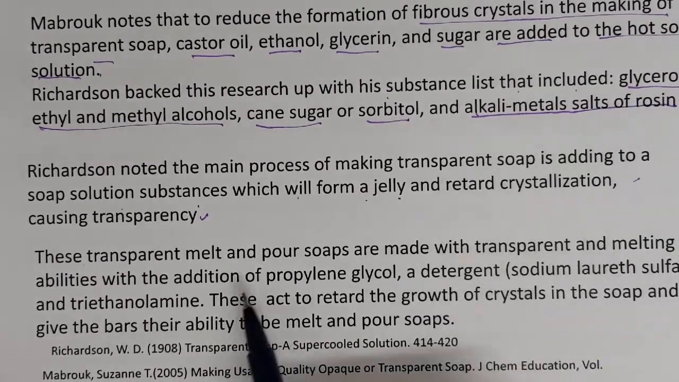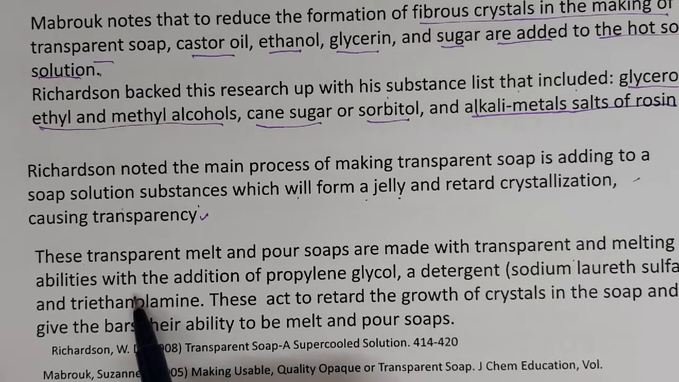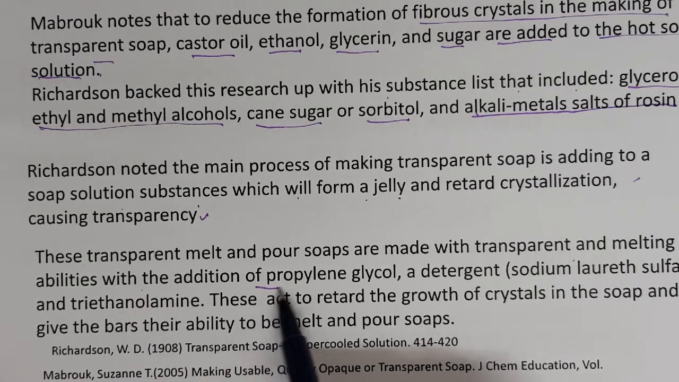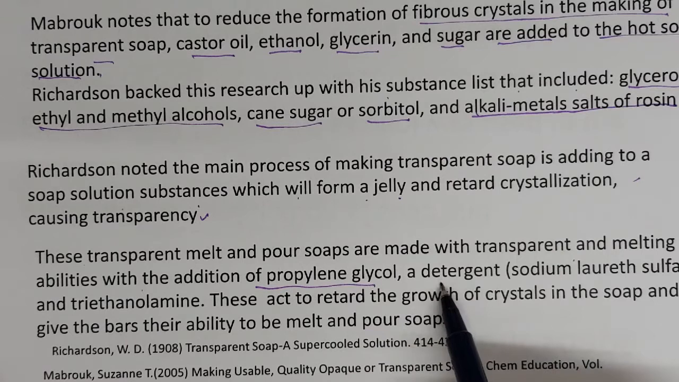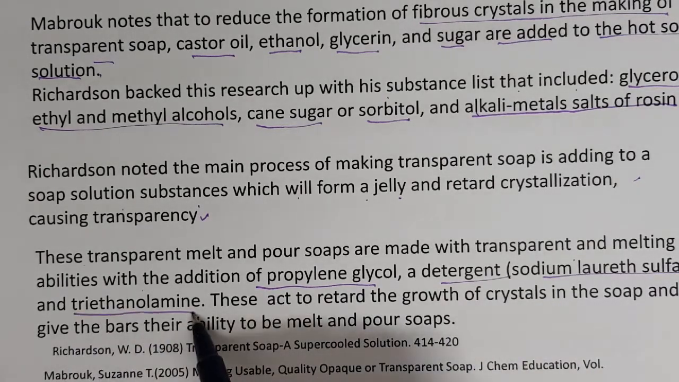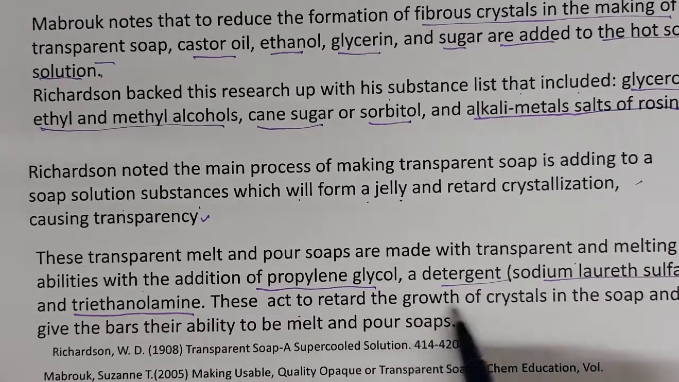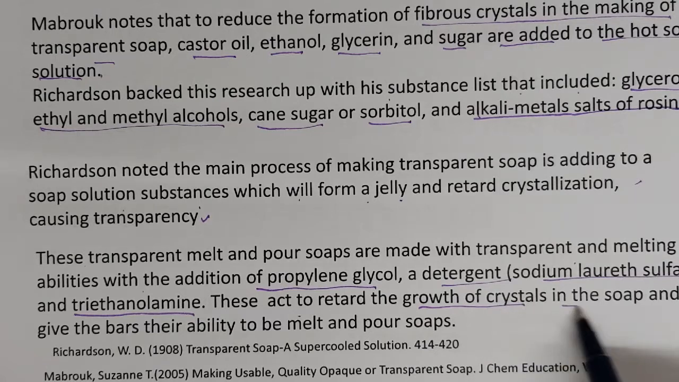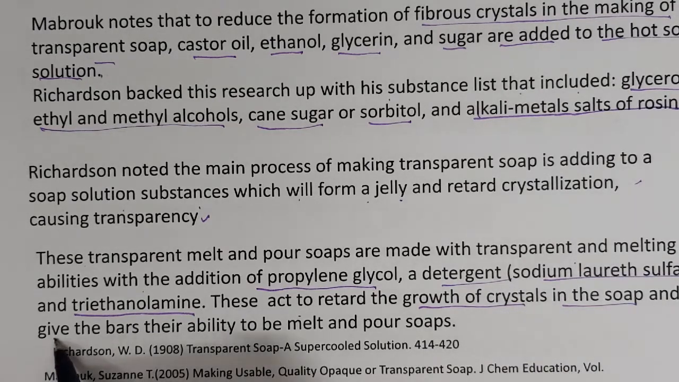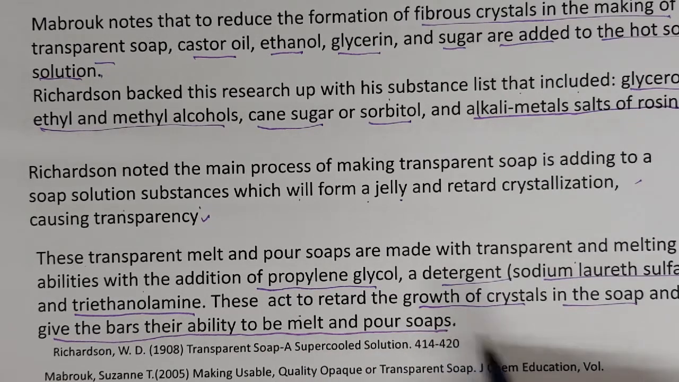These transparent melt and pour soaps are made with transparent and melting abilities with the addition of propylene glycol and detergents like sodium laureth sulfate and triethanolamine. These act to retard the growth of crystals in the soap and also give bars their ability to be melt and pour soaps.